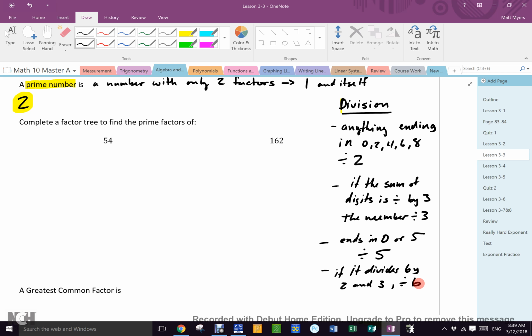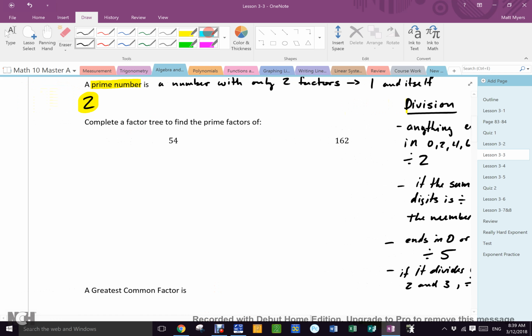All right. So you've got some division rules. You know what a prime number is. So I want you guys to think back to grade 3, and we're going to do a factor tree to find the prime factors. So a prime factor is a factor that's a prime number. Okay? And all you do to find factors is divide. All right? So look at 54.